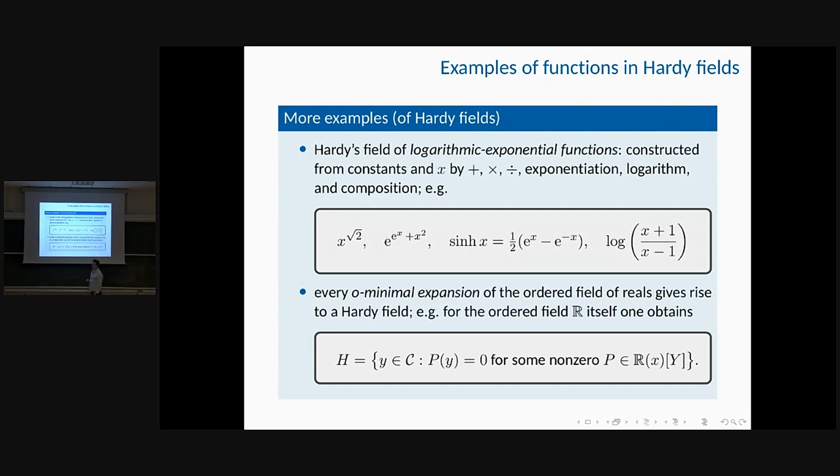And yeah, I don't want to explain too much in detail how this goes, but here's one example. Okay, so if you look at the Hardy field that's associated to the ordered field of real numbers itself, you can give a very explicit description of it. Namely, these are simply all those terms which are algebraic. So in other words, which satisfy an algebraic equation with rational function coefficients. Okay, so that is a Hardy field.